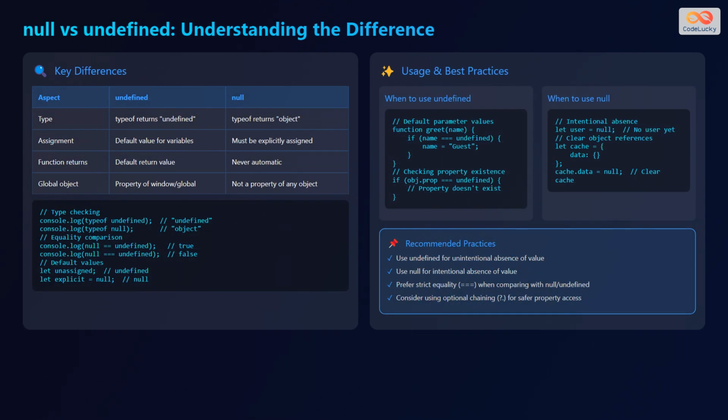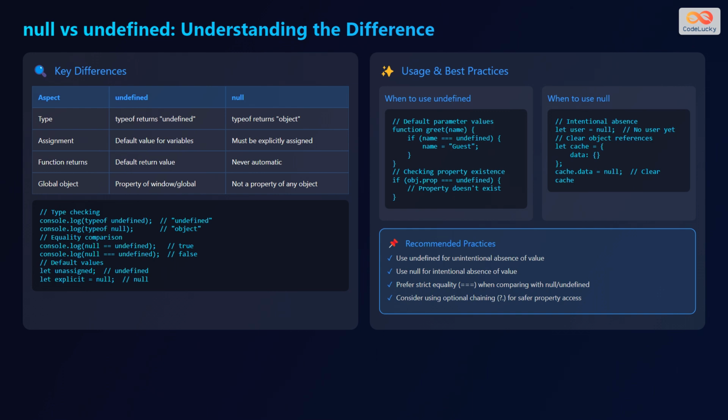Now let's understand the differences between null and undefined. Undefined is a primitive data type, and when you use the typeof operator with undefined, it gives the string "undefined". While null is also a primitive data type, when you use the typeof operator, it gives the string "object". Undefined is the default value for variables that have not been initialized with a value, while null must be explicitly assigned to a variable. When a function doesn't return a value, it will return undefined. Null is never returned automatically by functions.